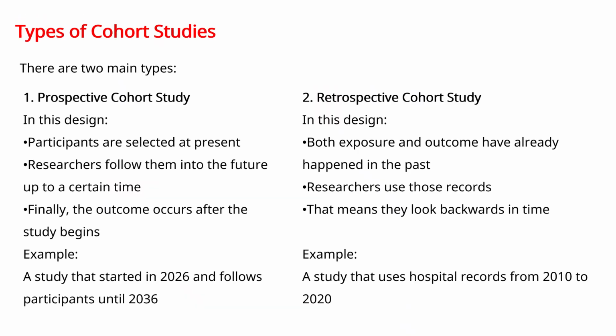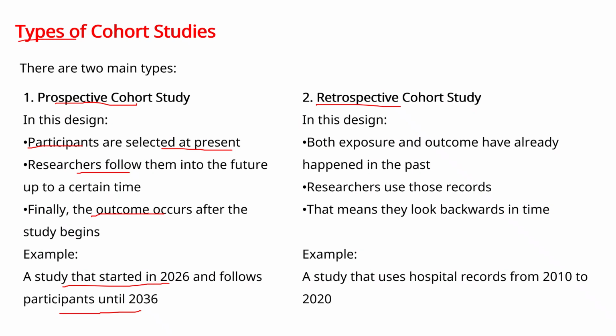Now coming to the types of cohort study. There are two types of cohort studies. One is prospective cohort study and the second one is retrospective. So what is prospective? Here participants are selected at present. The researchers follow them into the future up to a certain time point, and the outcome occurs after the study begins. For example, a study that started in 2026 and follows participants until 2036.